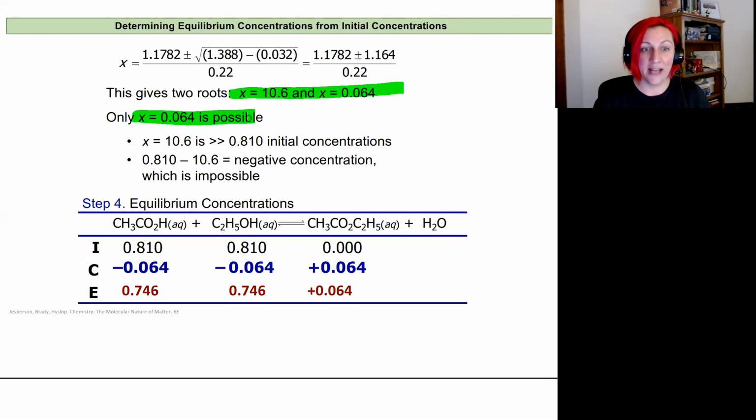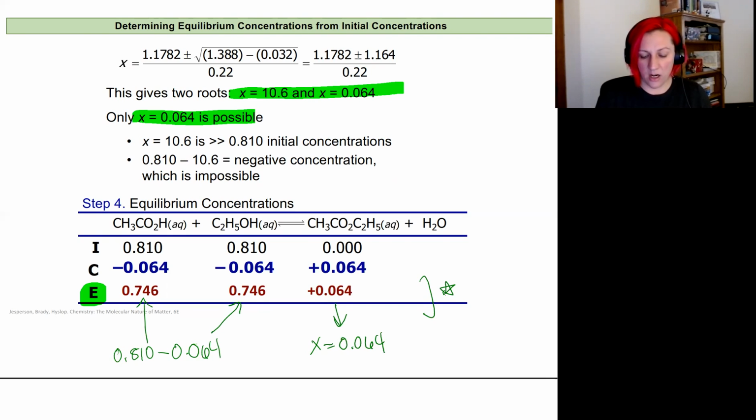So we go ahead and we plug that in. Remember our equilibrium concentrations right here. And so this 0.746, this is equal to our 0.810 minus our 0.064. And this right here is just our x value, right? Our product was just going to be equal to x, so it's 0.064. And these are our equilibrium concentrations.